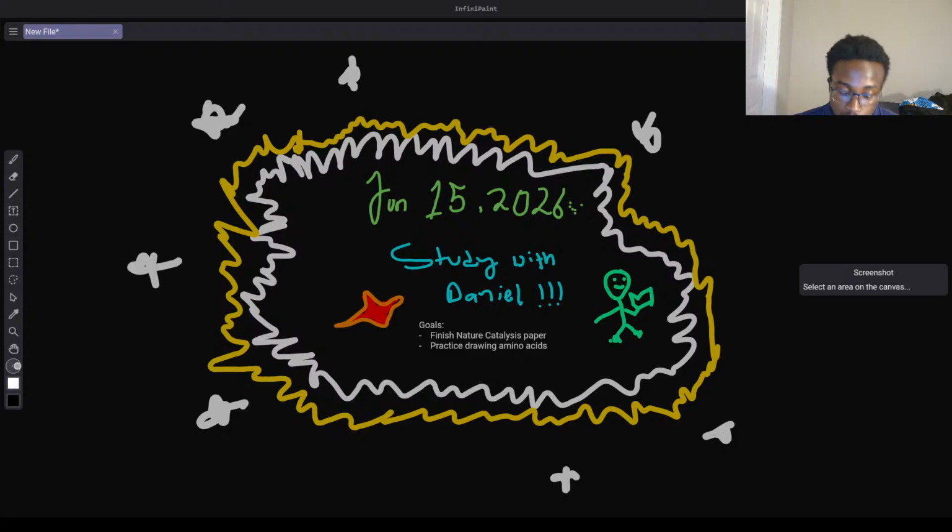All right, so the problem: activation of CC bonds alpha to two heteroatoms, i.e. CC, then like NH2 and OH. It's hard.